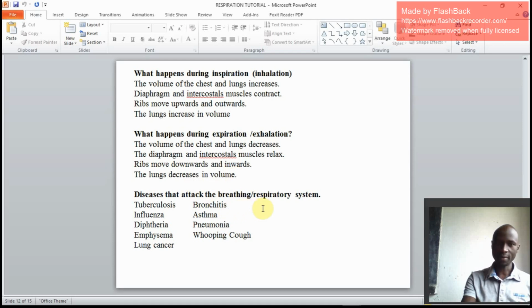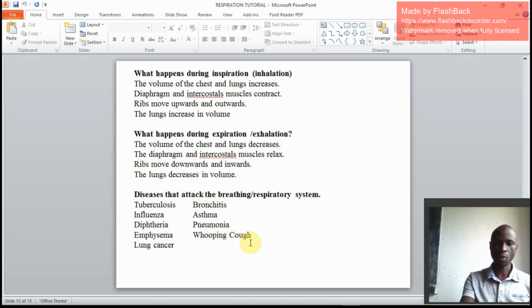We have to look at the diseases which affect the respiratory system. We have tuberculosis and influenza, which are immunizable. Lung cancer is not immunizable. Emphysema is not. Bronchitis is not. Pneumonia is immunizable. Whooping cough is immunizable. So many questions can be asked here: identify immunizable diseases which affect the respiratory system.